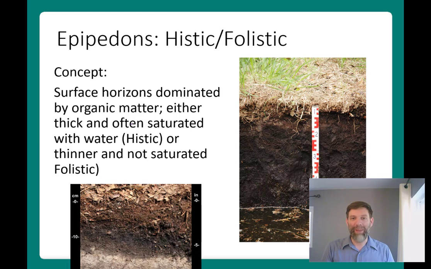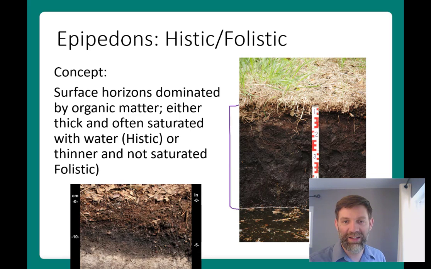Next up, we have a pair, and I'm grouping them together, histic and folistic. And these are our organic epipedons, meaning they're not mineral material, they're organic material, O-horizons. Histic comes from the Greek word for tissue, and so it's made from tissues, generally plant materials that have degraded, and usually it's in a wetland setting. So we've accumulated organic matter. Histic is thick and wet.